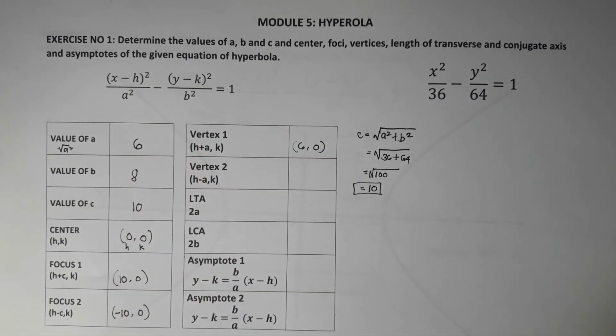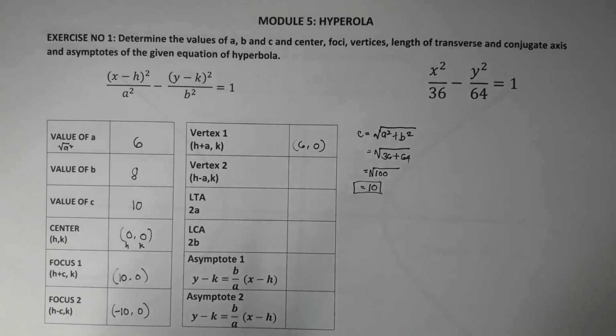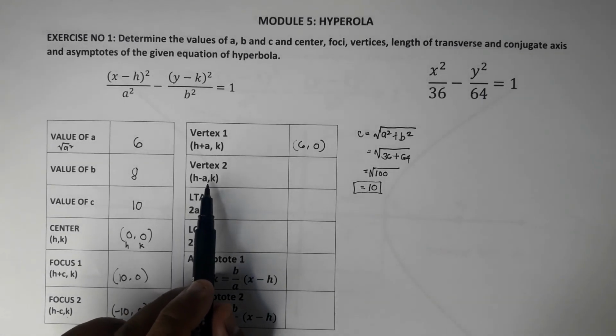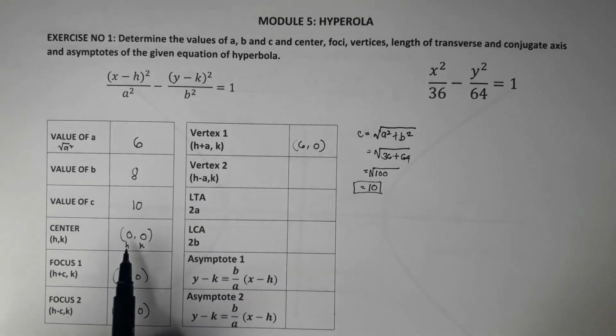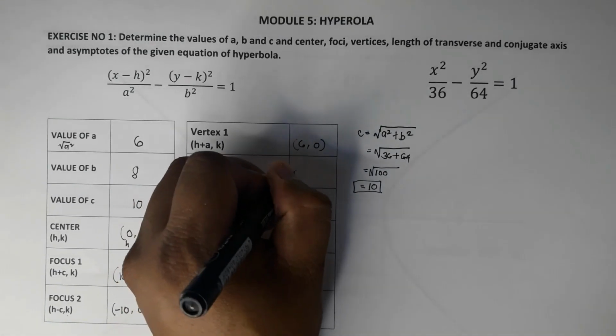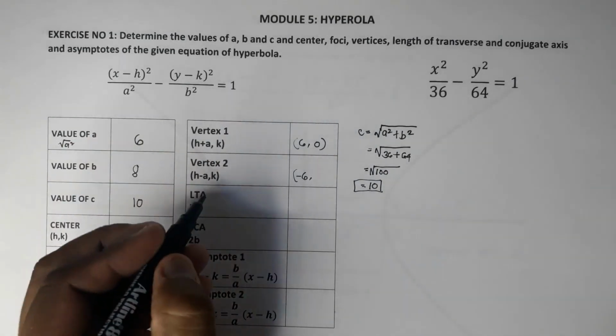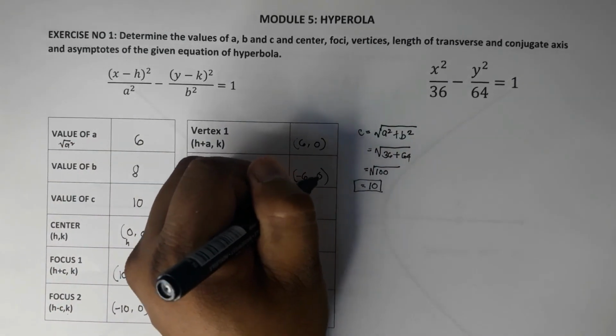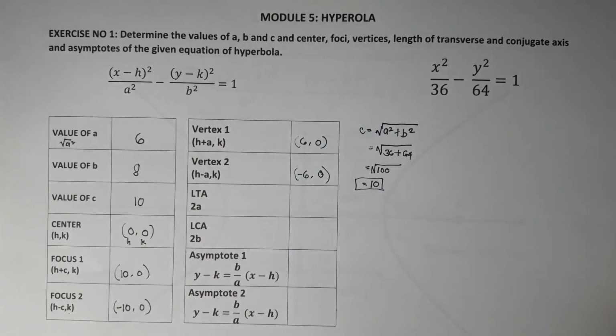Next, our second vertex. Our second vertex is at (h - a, k). So, meron akong h ulit. 0 minus 6. So, 0 minus 6 is negative 6. And my k is 0 again. So, ganun lang siya kadali, di ba?